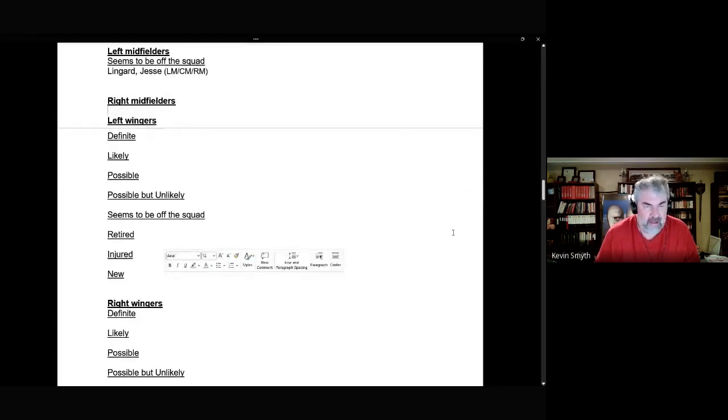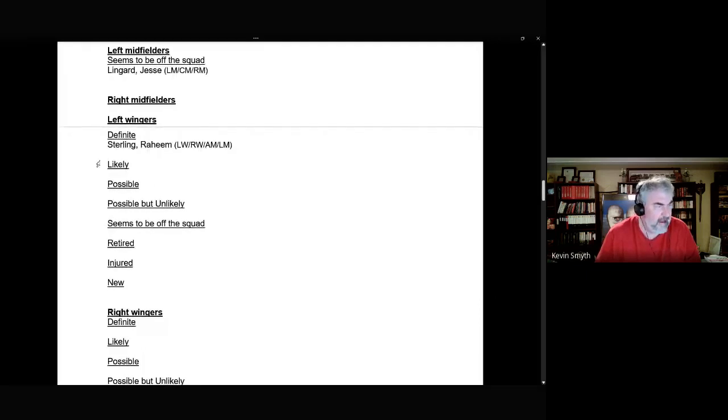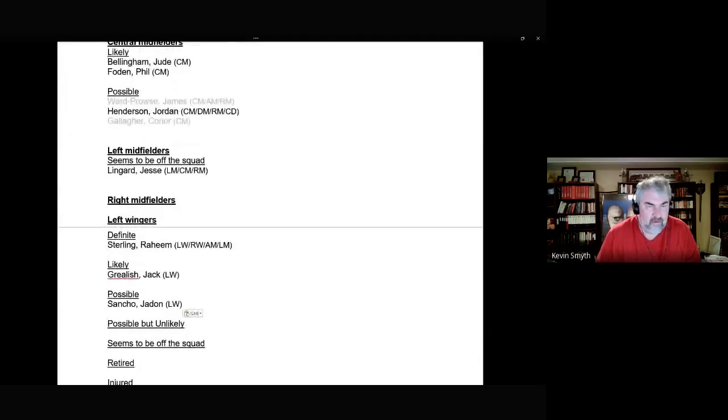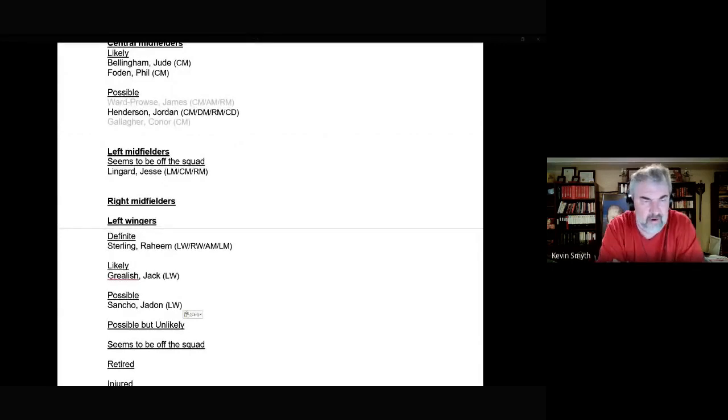And we start with Raheem Sterling, who is a definite candidate, and Jack Grealish, who is a likely candidate, and Jadon Sancho, who is a possible candidate. So going back to Raheem Sterling, he's certainly one of the stars, one of the biggest stars on the English team. However, he only started 7 of their 13 games since the Euro Cup. He was subbed in for 2 and on the bench for 3. And it was only 1 game that he wasn't called up for.